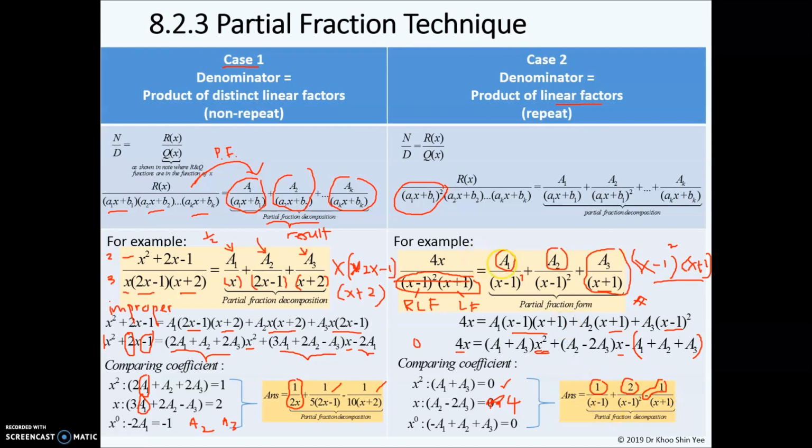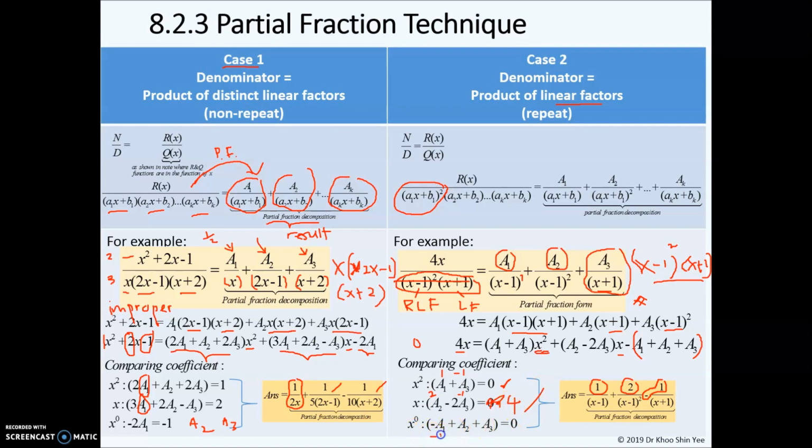Let's check if this is correct. a1 is 1, a3 is negative 1. So 1 minus negative 1, the first equation is correct. Second equation, a2 is 2, a3 is negative 1. So you have negative 2 times negative 1, plus 2, 2 plus 2 becomes 4. That is correct.